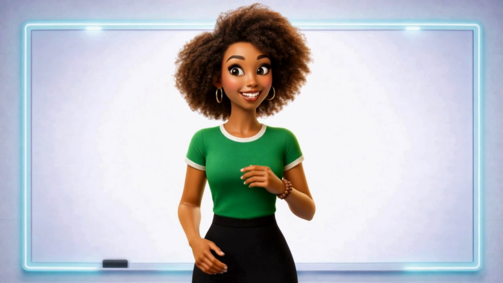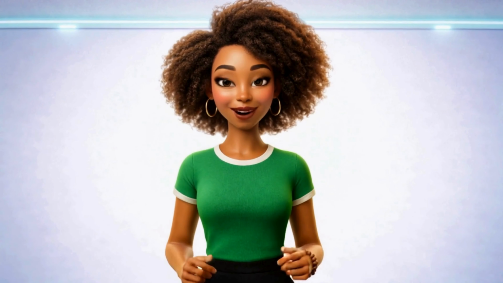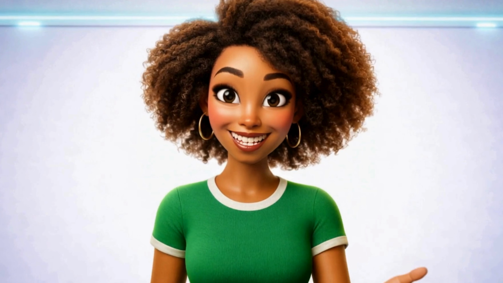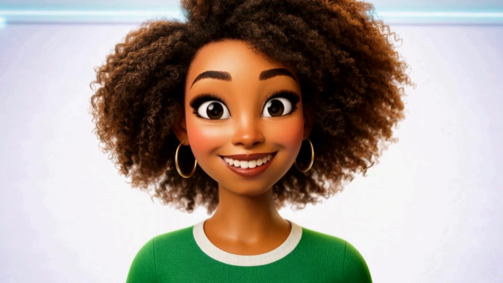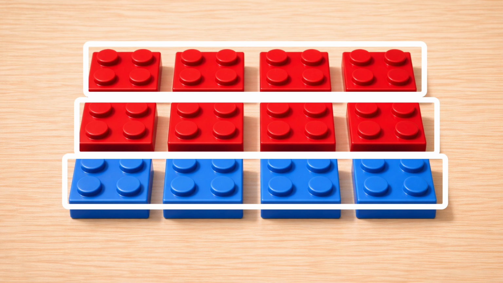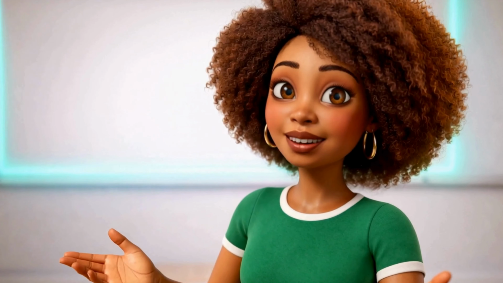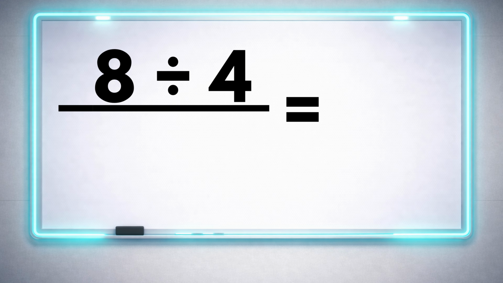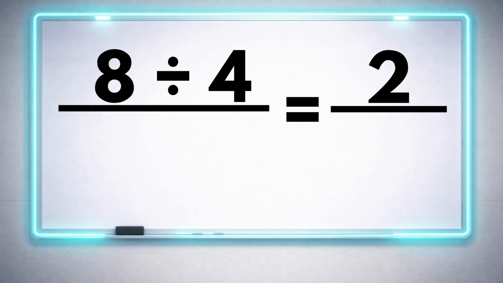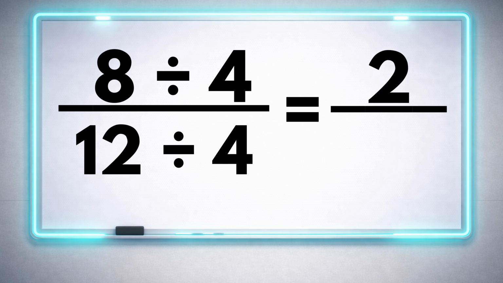But here's something interesting. Let's see how these blocks can be grouped differently. Each group has 4 blocks. That means we can divide both numbers by 4. 8 divided by 4 equals 2. 12 divided by 4 equals 3.